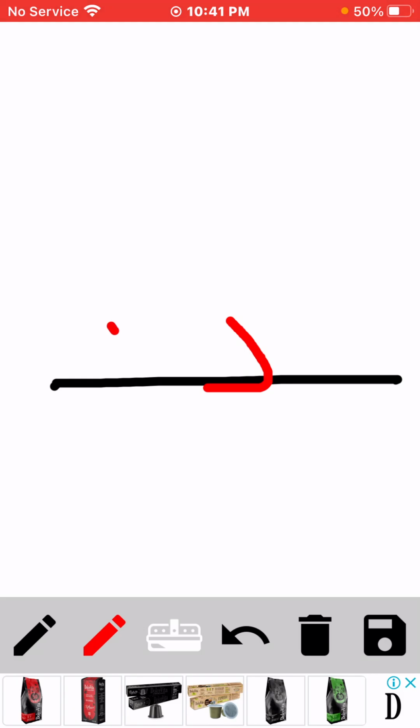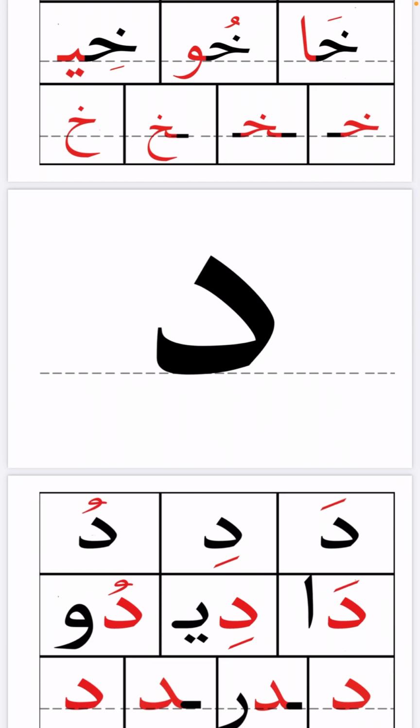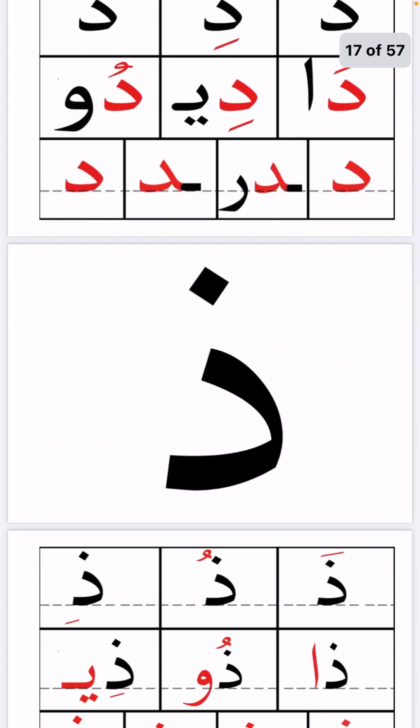And I will explain the other one. This is its sister, letter Dhal. Above it, one dot. We pronounce it Dhal. We make our tongue out. Like in English, the words they, the. You pronounce this sound for letter Dhal.